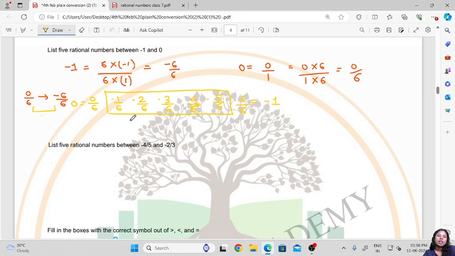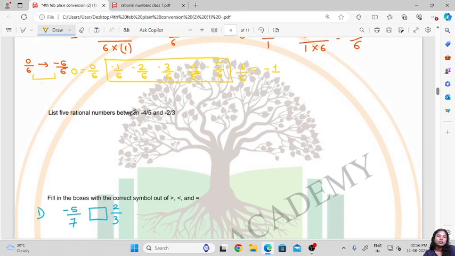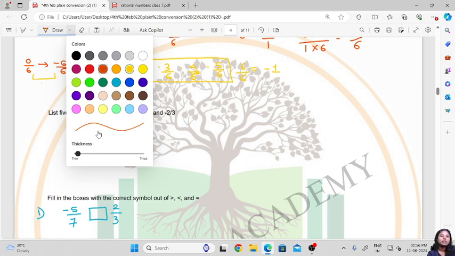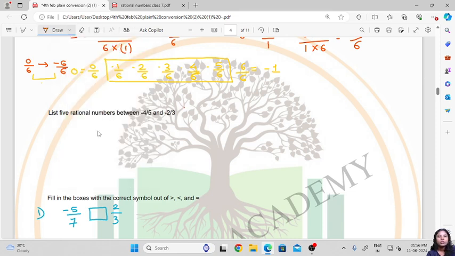Okay, so now moving ahead, list 5 numbers between minus 4 by 5 and minus 2 by 3. So now let's begin by making the denominator same. So we have minus 4 by 5 and we have minus 2 by 3. So in this case, let's take maybe 9. So here we'll have, this will be into 15. So our denominators are going to be 45.